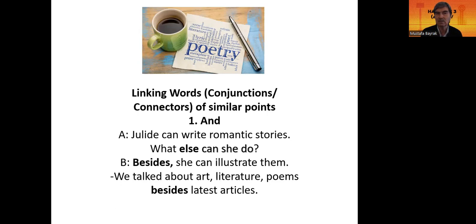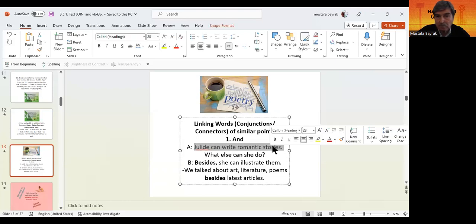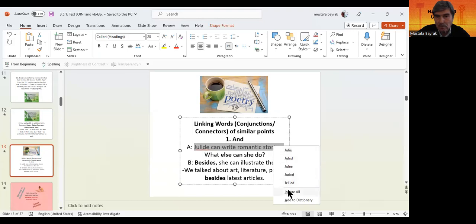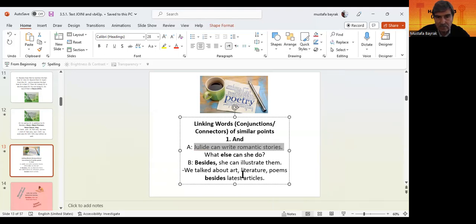We talked about art, literature, poems, besides latest articles. Yes, besides, we can also use a clause and a noun after besides as a connector. Besides articles, for example. Okay, so let's make a complete brief compound sentence. Jude can write romantic stories. Let me copy it. Okay, where shall we put it?